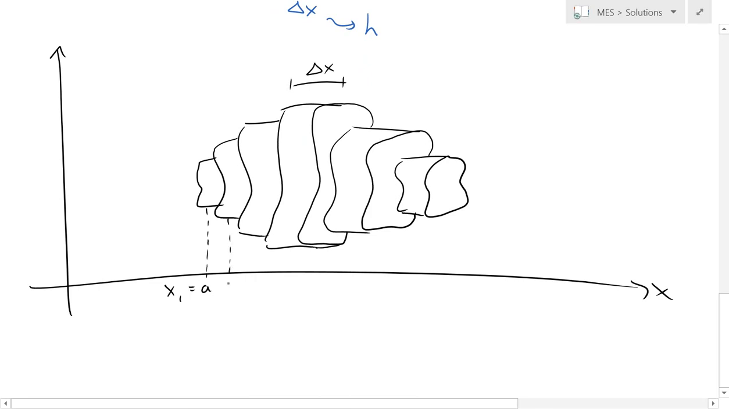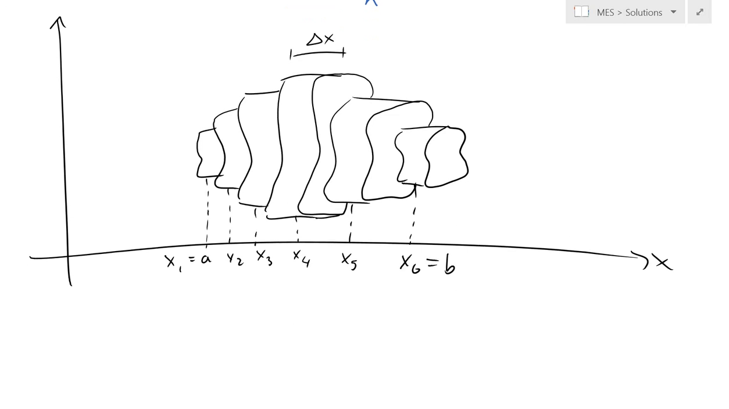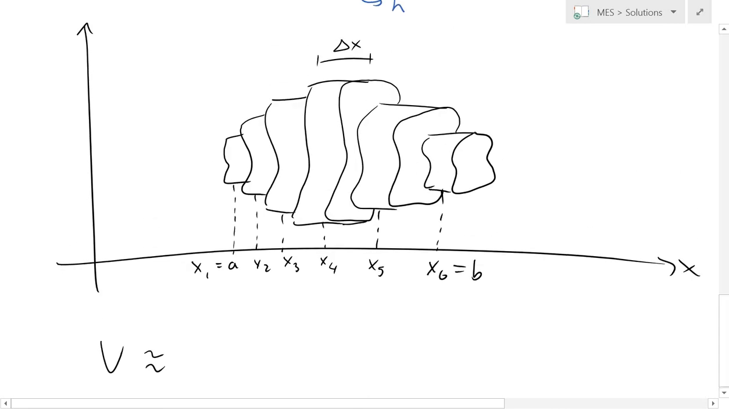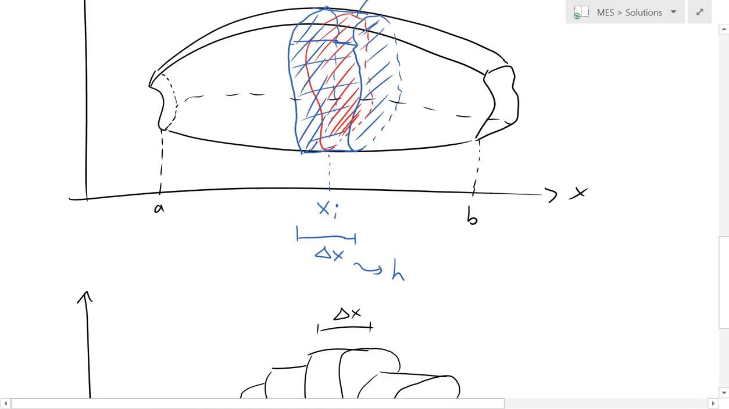Now this part right here is x2, this is x3, this is our x4, now we have an x5 right here. This is just roughly how the shape looks when we break it into volumes. This is x6, and this is just equal to b right here. And now basically they're all separated by delta x.